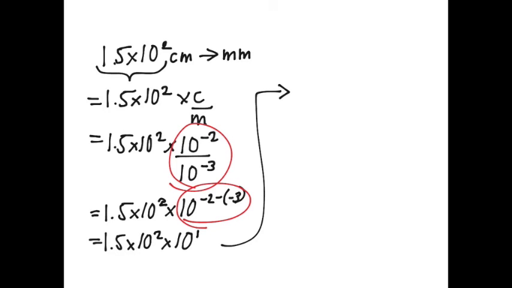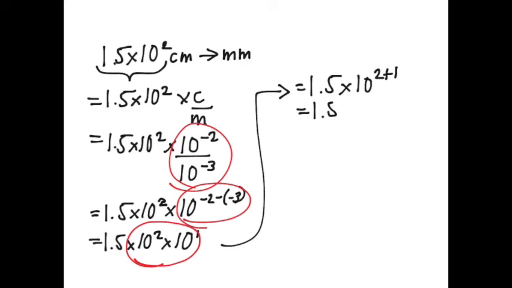In order to proceed, we have to simplify this expression. 10 to the power of 2 times 10 to the power of 1. When multiplying powers of the same base, the rule states that we add their exponents. So this will become 1.5 times 10 to the power of 2 plus 1. This can be rewritten as 1.5 times 10 to the power of 3. And we are done. The units are millimeters. So we've successfully converted from centimeters to millimeters.